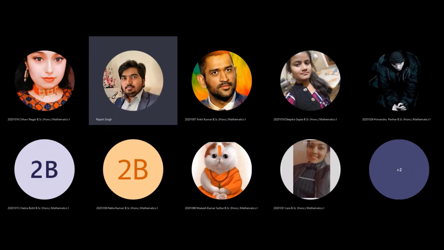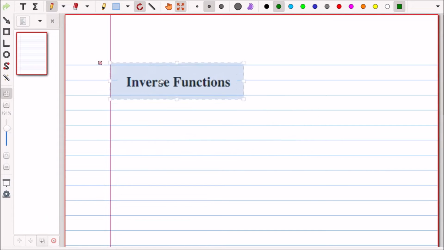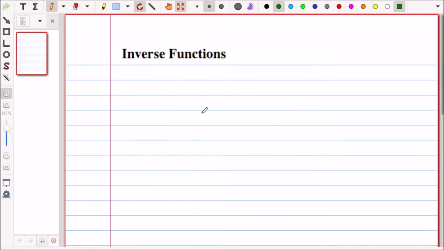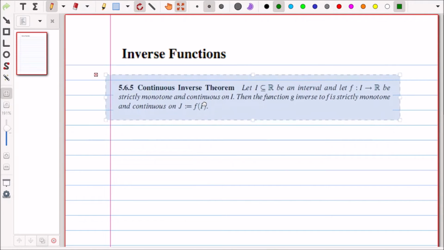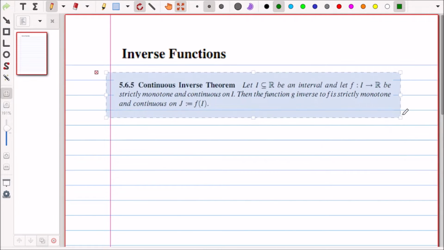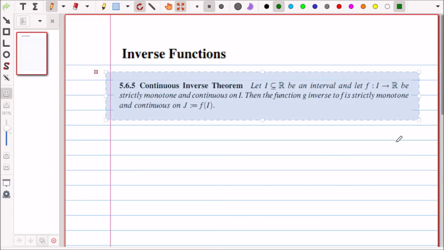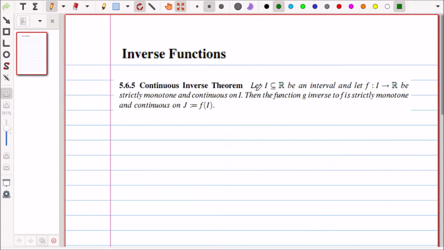So today we will do inverse functions, differentiability of inverse functions. This is the result that we will use in this differentiability. We are not going to write its proof. What this theorem says, its name is the continuous inverse theorem, is that if you have a function defined on an interval that is strictly monotone and continuous.